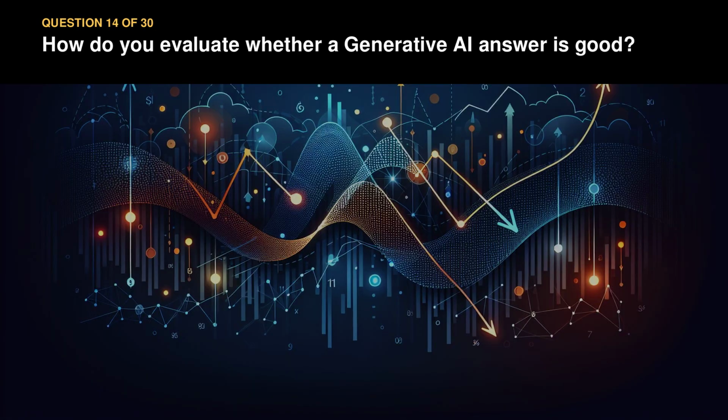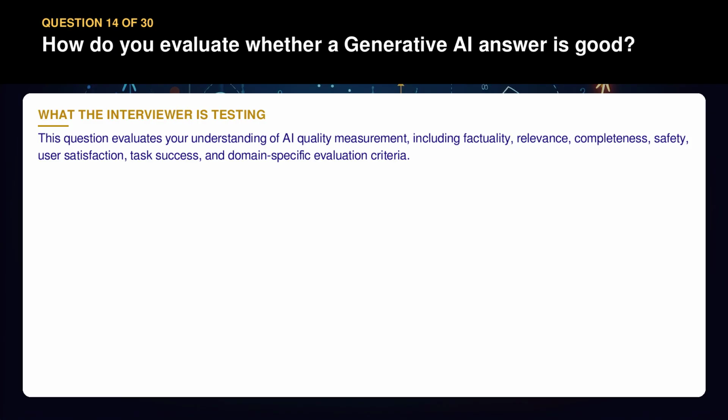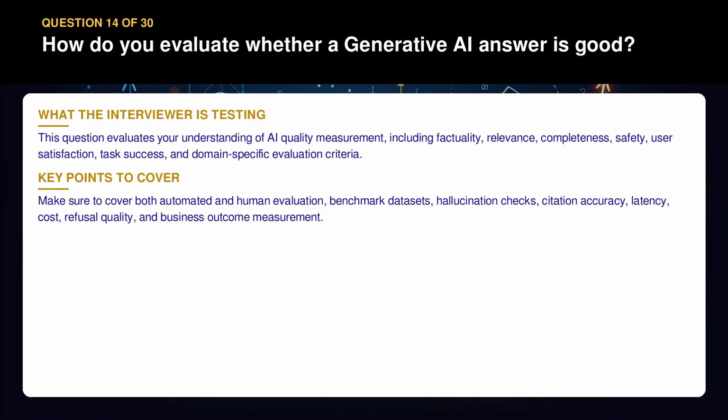Question 14. How do you evaluate whether a generative AI answer is good? This question evaluates your understanding of AI quality measurement, including factuality, relevance, completeness, safety, user satisfaction, task success, and domain-specific evaluation criteria. Make sure to cover both automated and human evaluation, benchmark datasets, hallucination checks, citation accuracy, latency, cost, refusal quality, and business outcome measurement.